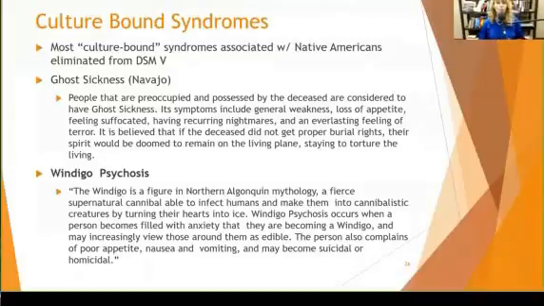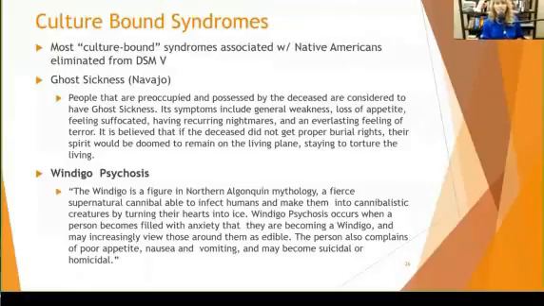Ghost sickness, which is more prominent in Navajo communities, happens when people are preoccupied and possessed by the deceased. Its symptoms include general weakness, loss of appetite, feeling suffocated, having recurring nightmares, and an everlasting feeling of terror. It's believed that if the deceased did not get proper burial rites, their spirit would be doomed to remain on the living plane, staying to torture the living. So this is more than just grief. This is complicated grief, if you want to put it in Western terms.